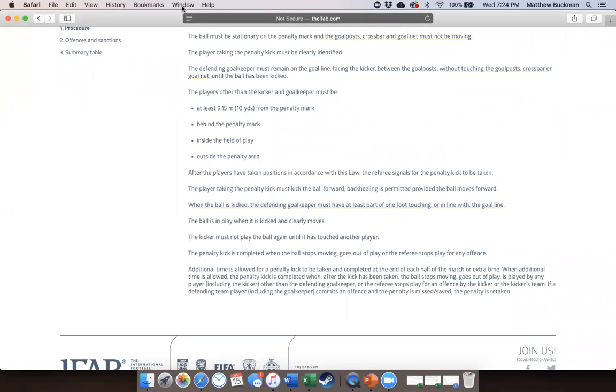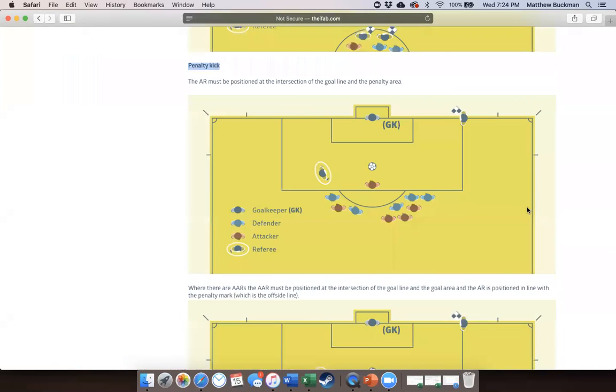All right, let me take just a moment and show you a diagram now of what it looks like. And again, this is on the IFAB website or on the app, you can find this. So we're looking under penalty kick here. The AR must be positioned at the intersection of the goal line and the penalty area. So that's this person right here. If we call a penalty kick during a game, the AR moves from the corner up to this spot so that they can more easily view the goalkeeper.